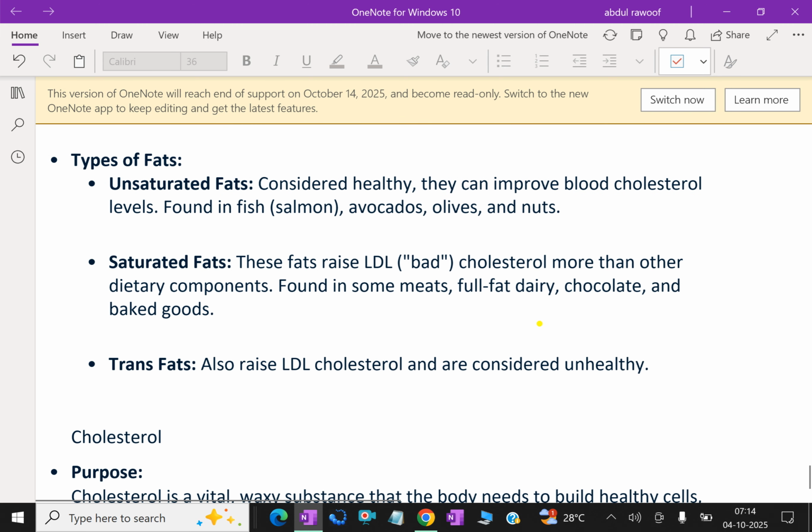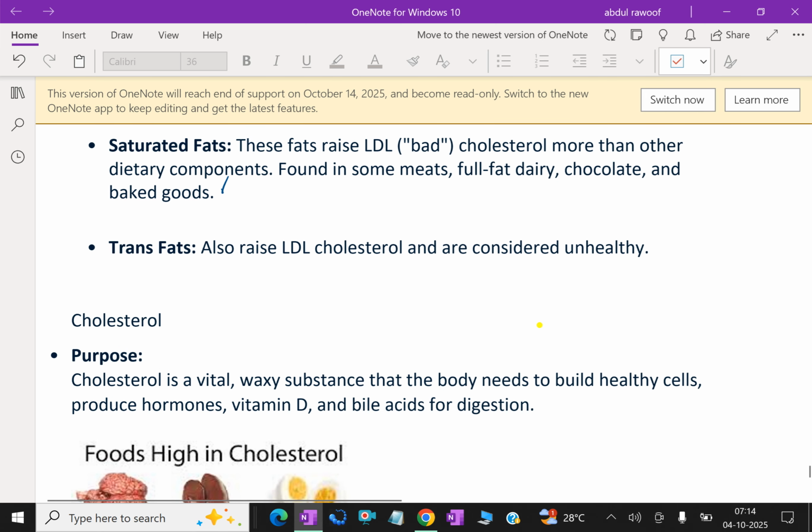Types of fats. Unsaturated fats. Considered healthy, they can improve blood cholesterol levels, found in fish, that is salmon, avocados, olives, and nuts. Saturated fats. These fats raise LDL, bad cholesterol, more than other dietary components, found in some meats, full fat dairy, chocolate, and baked goods. Trans fats also raise LDL cholesterol and are considered unhealthy.